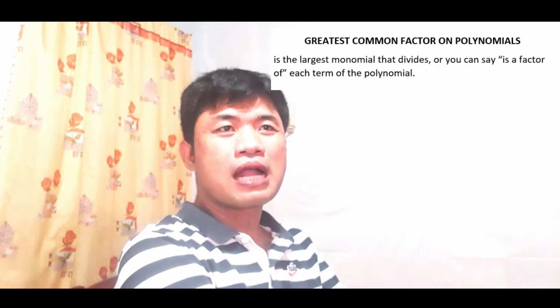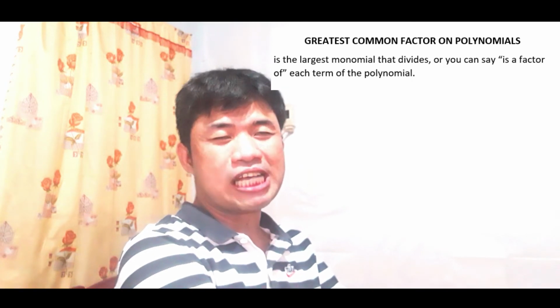We will apply this now to polynomials because we're going close to simplifying algebraic expressions. We'll start factoring. We'll get the factors. Dito po sa series of short clips natin, isa-isahin po natin yung mga ways how to get the factors. First, greatest common factor in dealing with polynomials, we will find the largest monomial. Or you can say that it is a factor of each term of the polynomial.